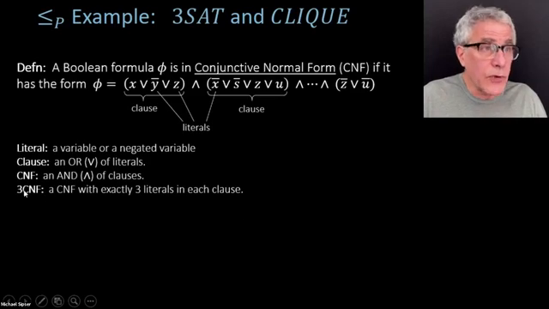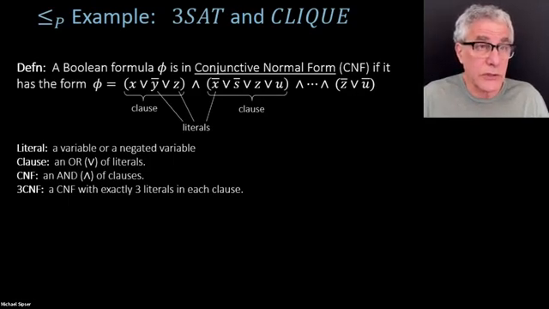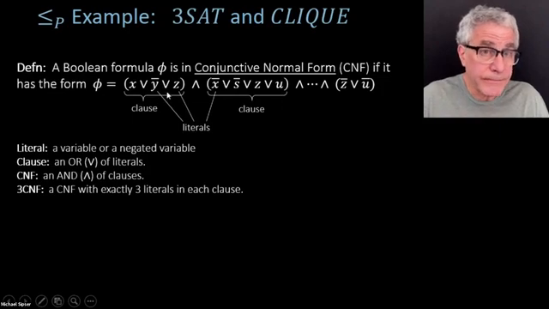And then a 3CNF is a CNF where each clause has exactly 3 literals. So for example, this particular formula is a CNF, but it's not a 3CNF because it has at least 2 clauses which violate the condition of 3 literals per clause. This one is okay, obviously, this first clause.